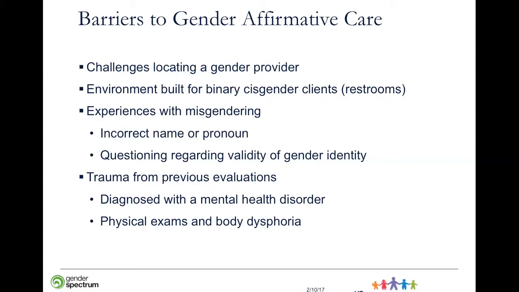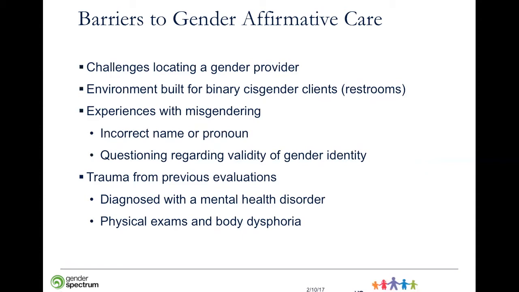Also, another barrier is the environment typically is built for binary cisgender clients. So for example, in most places that people are going to go, from restaurants to shopping areas, schools, workplaces, they're going to have restrooms that are going to be binary restrooms, women's restrooms, men's restrooms. And simply that can create a tremendous amount of stress for a young person who is identifying as transgender or gender diverse.